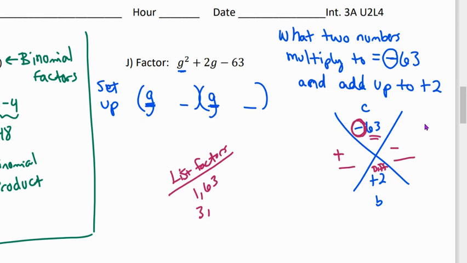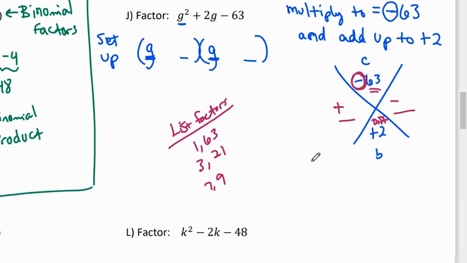2 does not go into it. 3 goes into it 21 times. 4 does not go into it. 5 does not. 6 does not. 7 goes into it 9 times. So now that you have all the factors listed, which pair has a difference of 2? 7 and 9.